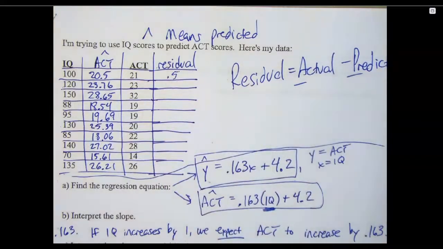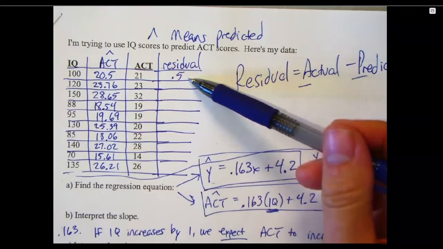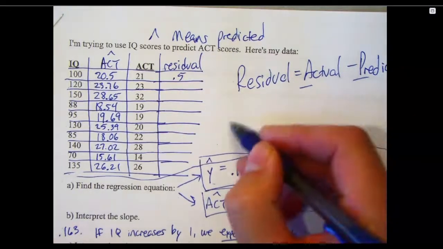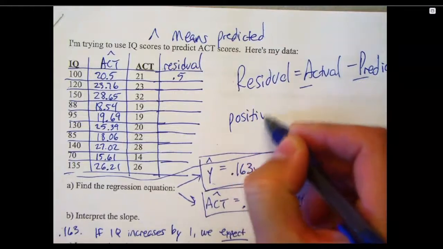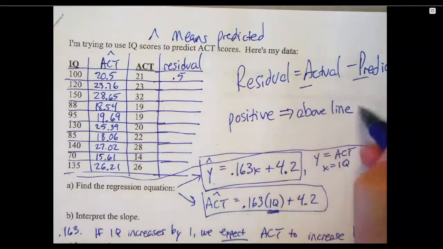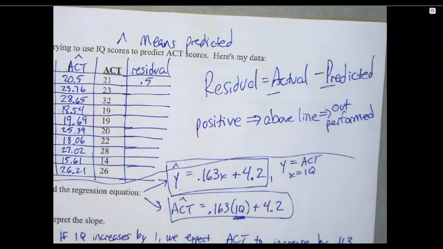Would this be above our line or below our line? Did this person do better than we thought they would do, or worse? Better. Above the line, outperformed expectations, did better, positive residual. Positive. Above the line. Outperformed. And then go fill those in.